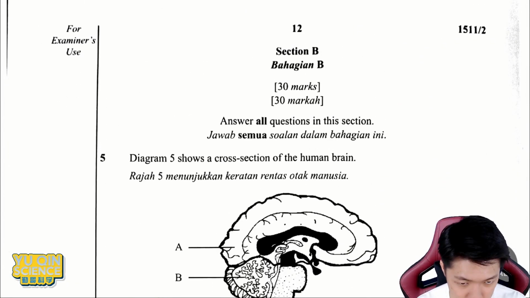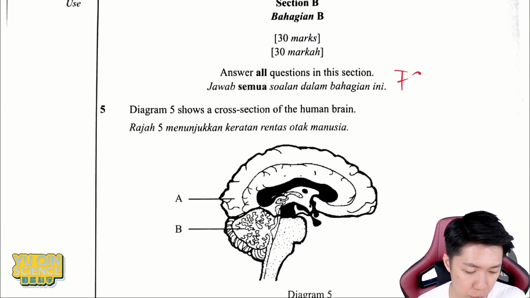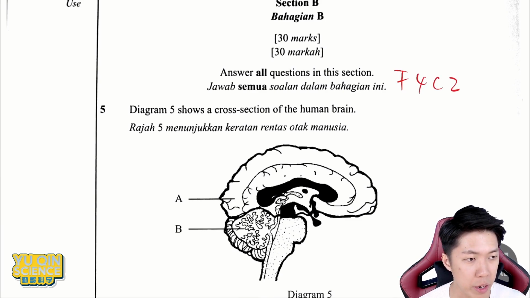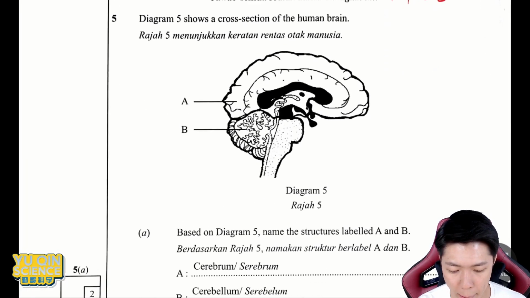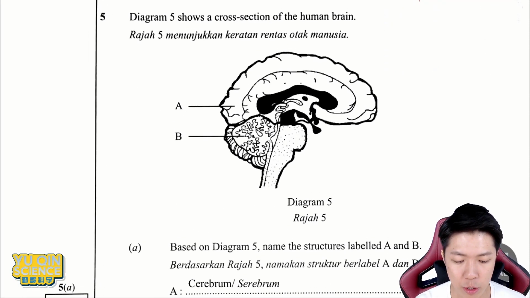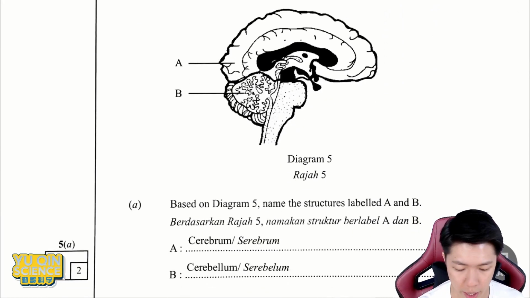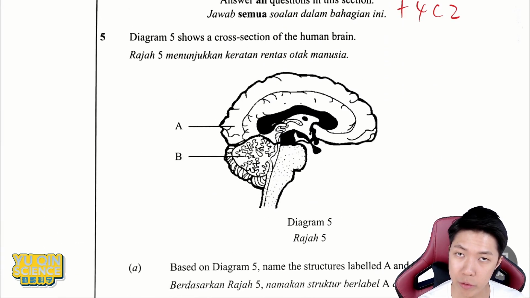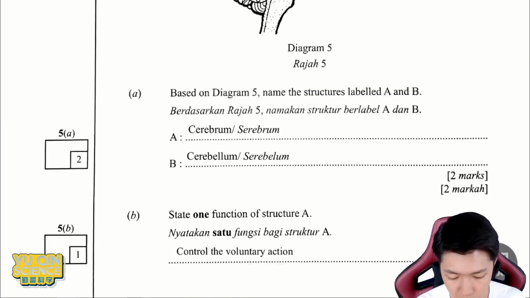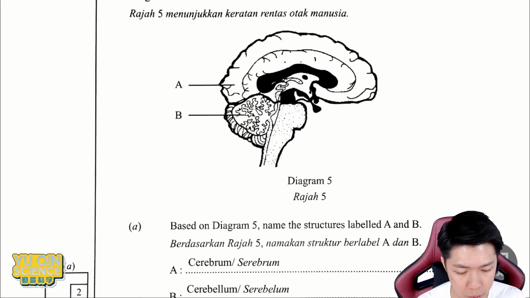Okay, section B. This is obviously from chapter 2. Very easy chapter. Everyone should be okay with this kind of chapter already. Diagram 5 shows a cross section of the brain. Based on diagram 5, name A and B. This one is very basic, I must study. So A, cerebrum.